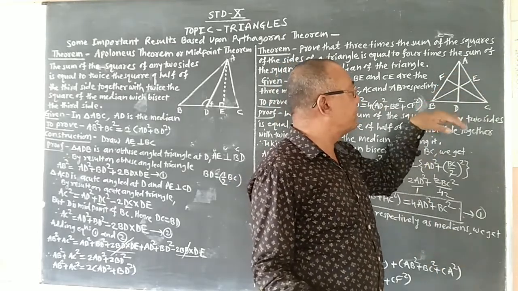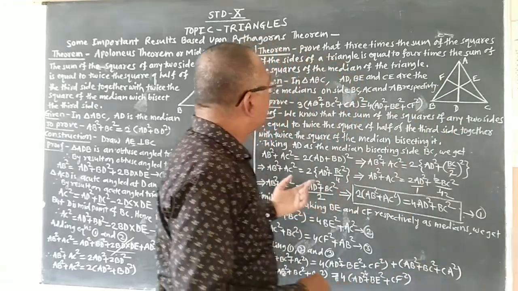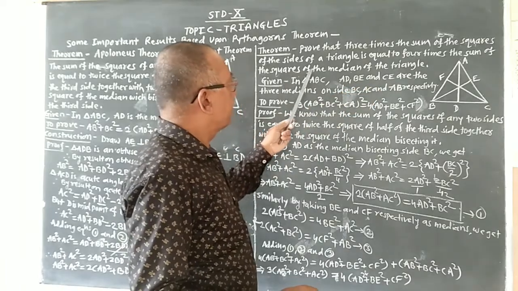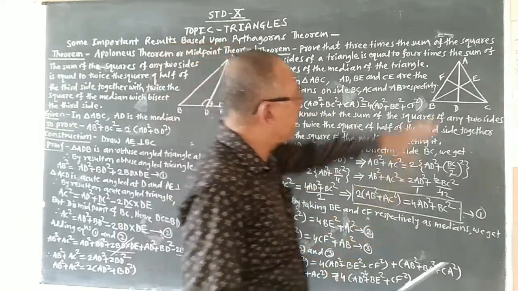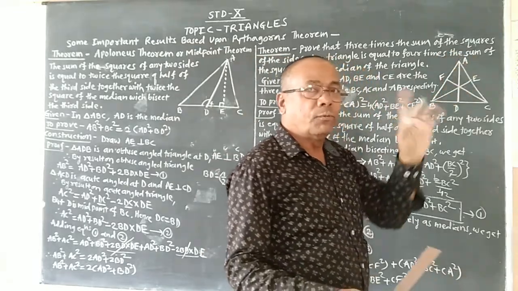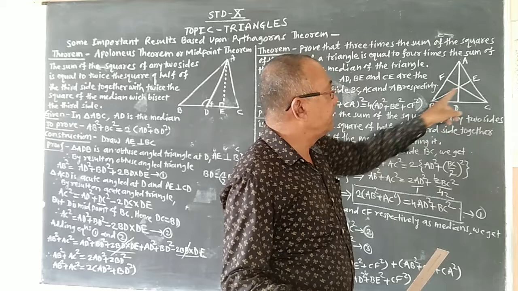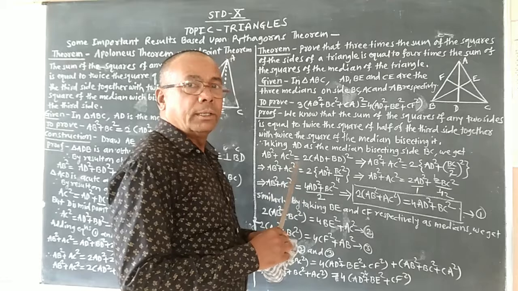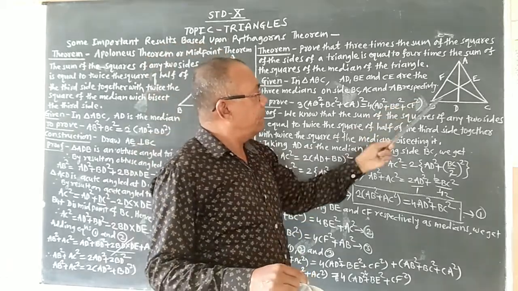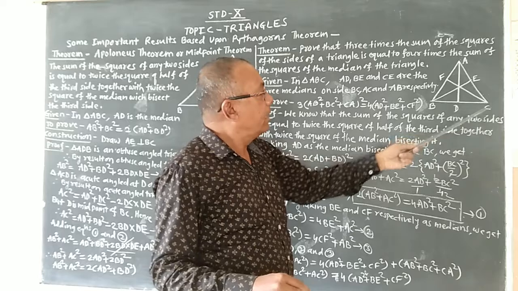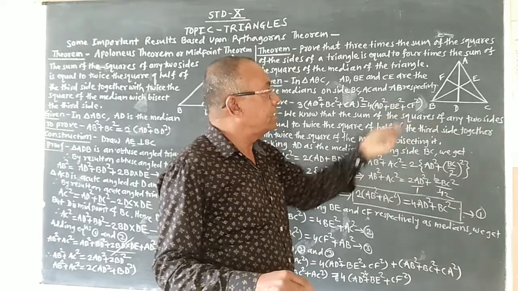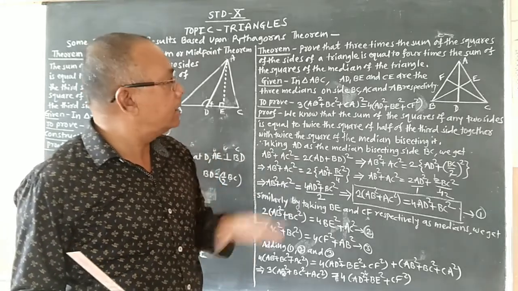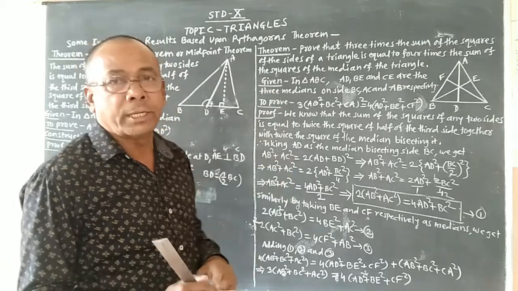So 3 into (AB square plus BC square plus AC square) is equal to 4 times the sum of the squares of the medians of a triangle. The medians are AD, BE and CF. So 4 into (AD square plus BE square plus CF square). Here ABC is a triangle, and AD, BE and CF are the medians, and here we have to apply the Apollonius theorem, and then we can prove this theorem.